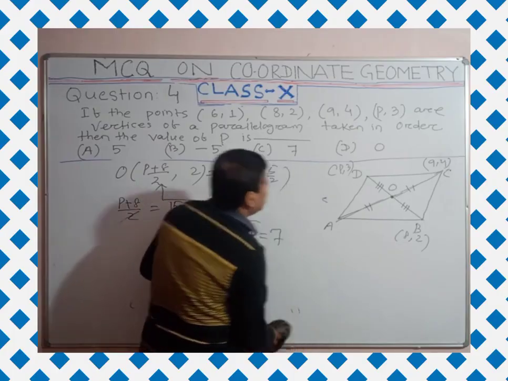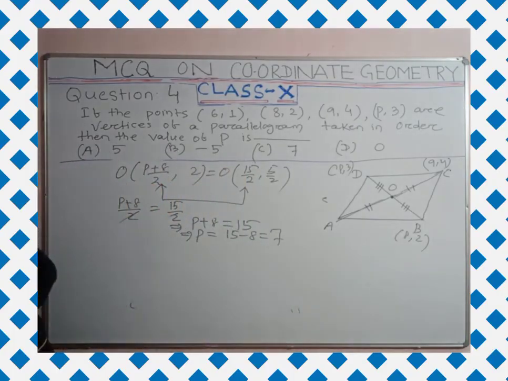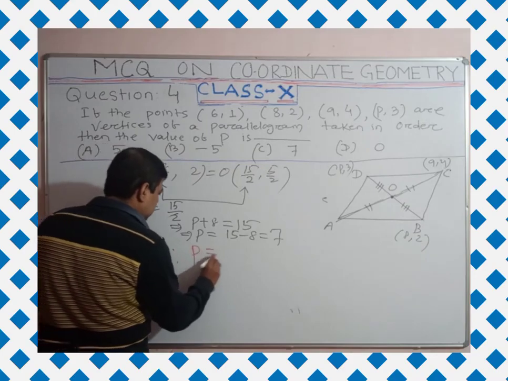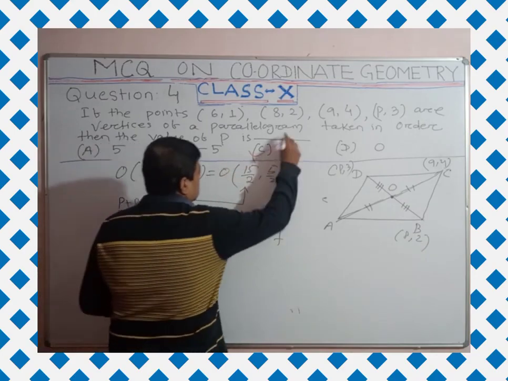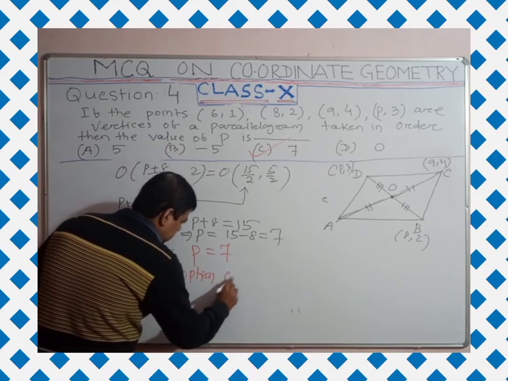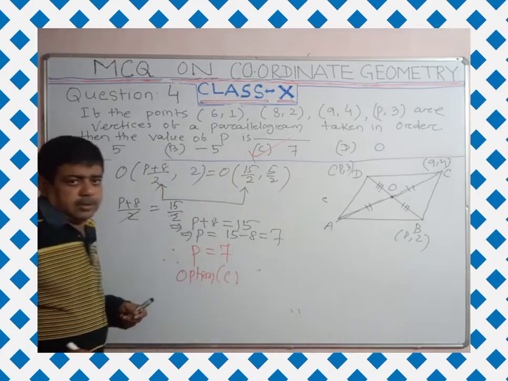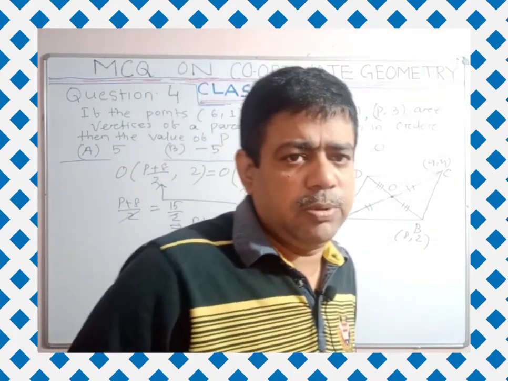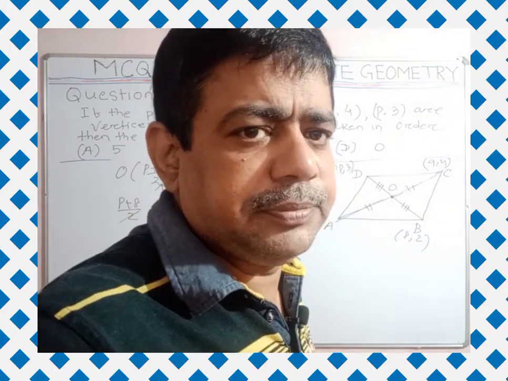And here option C is the correct option. Yes or no? Yes, option C is the correct option. Understand? Hence P is equal to 7, hence option C is the correct option. So this is an NCERT question from your book. All of you know. Once again revise.